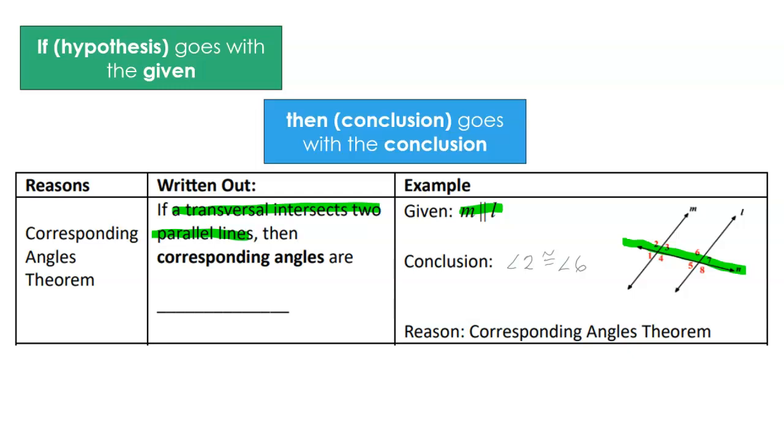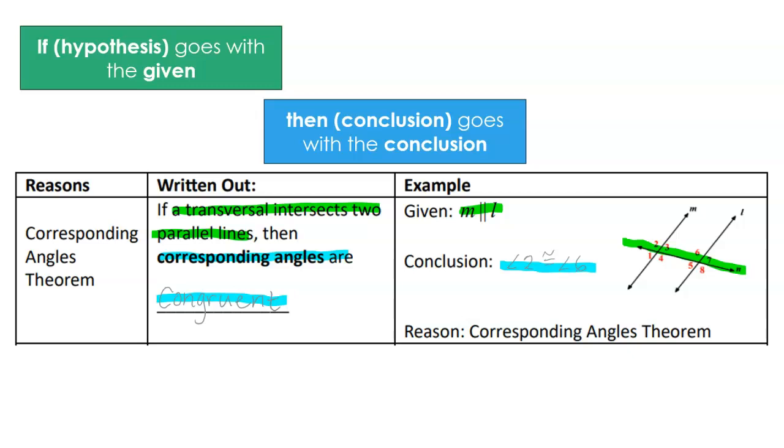The conclusion is going to go with the then part of the written out statement. So corresponding angles are congruent, and then our congruent angles are going to be specific to this drawing. I chose to write out angle 2 and angle 6. There are lots of other congruent angle pairs in this drawing. I could have said angle 3 and angle 7, angle 1 and angle 5, or angle 4 and angle 8. Those are all corresponding angles in this drawing.